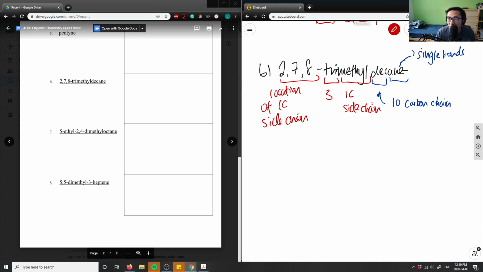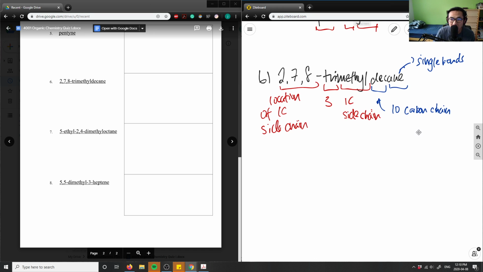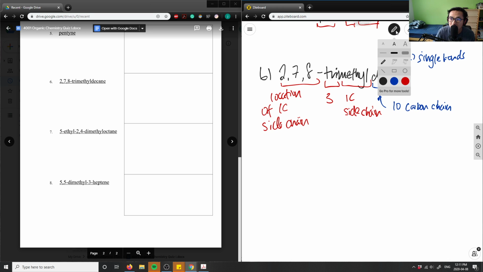So with these 5 types of information here, I can actually draw my organic compound. I'm going to work from right to left. So again, single bonds here. I have a straight carbon chain. So again, it's all single bonds, right? I'm going to do a line diagram here. So I have a 10 carbon chain. So I have, let's see, 1, 2, 3, 4, 5, 6, 7, 8, 9, and 10.